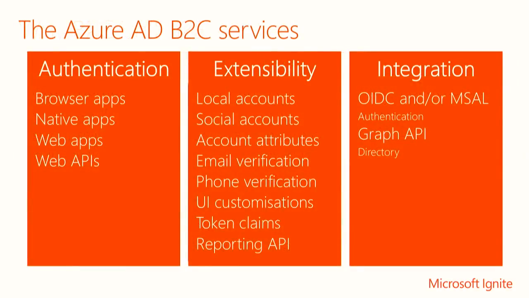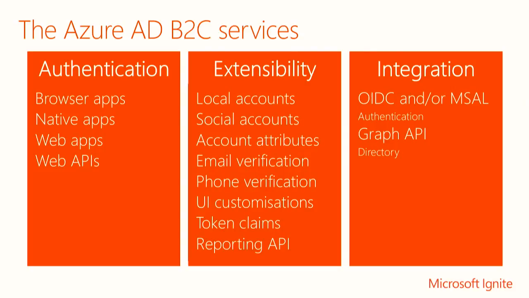So in terms of the high-level capabilities or services offered by the B2C platform, really they fall into three pillars: authentication services, extensibility services, and integration services. If you're building browser applications using JavaScript or native applications, whether they be Android, iOS, Windows, UWP or Xamarin based, or web apps running on servers or web APIs running on servers, you can integrate all of those from an authentication point of view with a B2C instance. Later I'll demonstrate a web app and how that can be done. And we'll get to the libraries that you will use to implement that authentication integration in a moment.